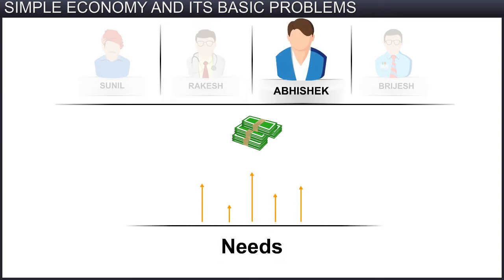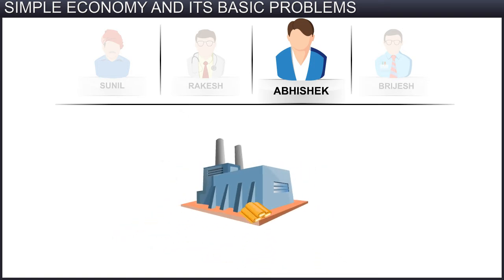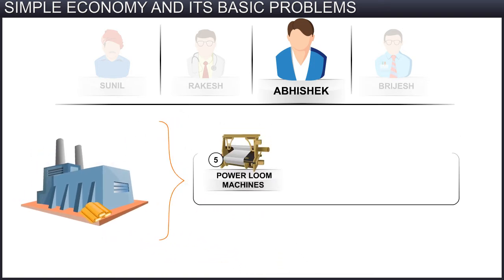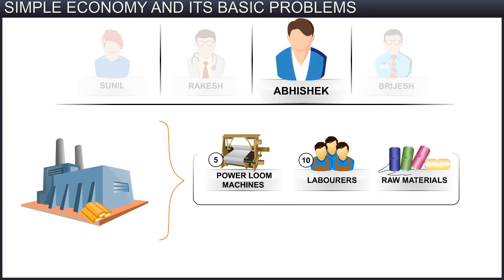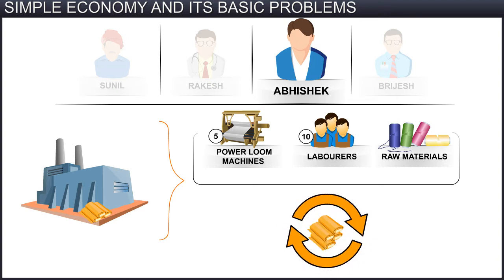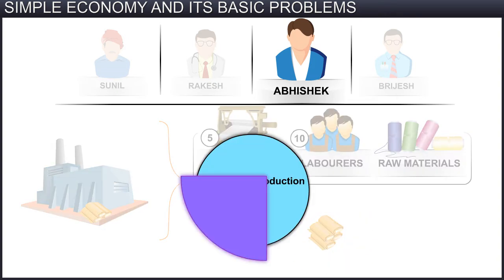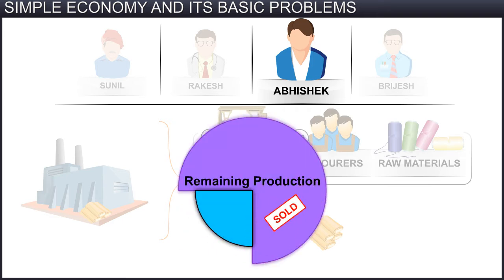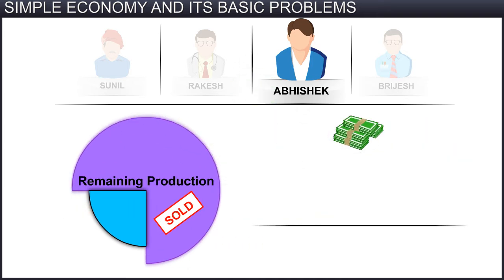Next, Abhishek is the owner of a textile firm. He has 5 power loom machines, 10 labourers, and raw materials in the form of yarn. With the help of the labourers, machines, and raw materials, his firm produces clothes. Abhishek may keep some of the clothes produced for himself and his family. The remainder is sold in the market. With the money earned from sales, he satisfies his other requirements.